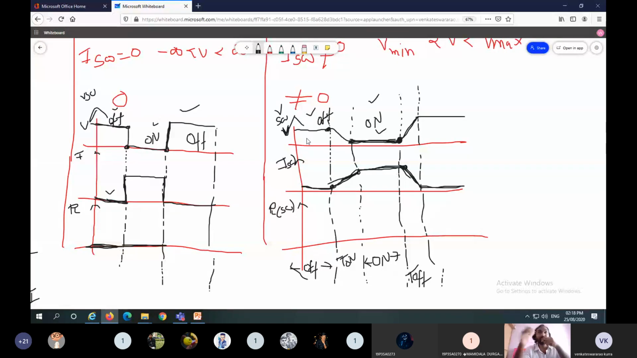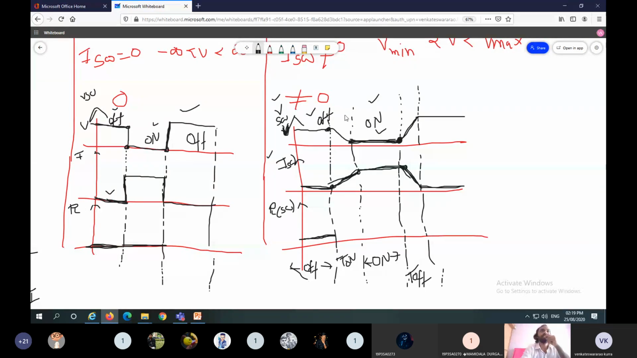Coming to power. So you know the formula for power. The formula for power is the product of the voltage across the switch and the current flowing through the switch. During the off state, the voltage is maximum and some minimum amount of current flows in the device. So the product of this current and voltage is like this. So this one is the power loss across the switch.